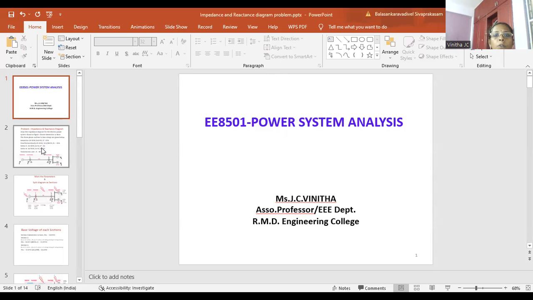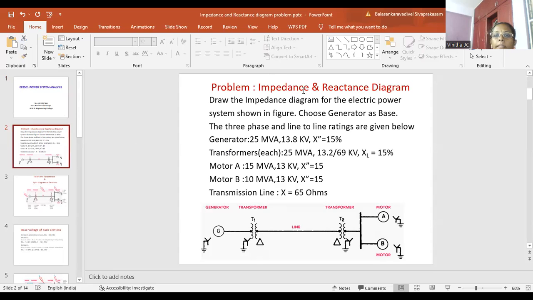Today, I'm going to solve a problem in impedance and reactance diagram. Draw the impedance and reactance diagram for the electric power system shown in figure. Choose generator ratings as base values. The three-phase and line-to-line ratings are given below.